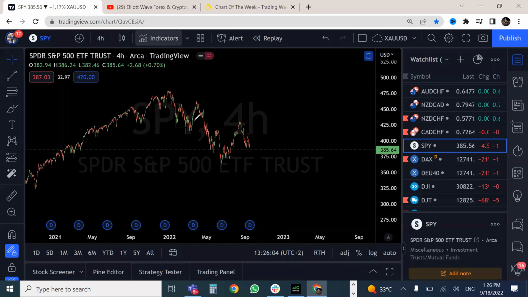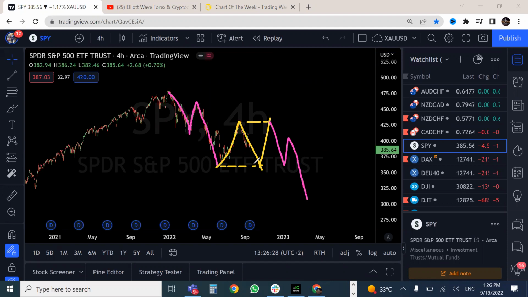Now, we already have this as a 3-wave structure, WXY corrective structure. So there's a possibility that we get this one as a move here, a corrective structure here. So you can see here, we're anticipating there's a possibility that this can come and break the low here, bounce, and make this corrective structure. So you can have a WXY corrective structure here on the S&P 500.